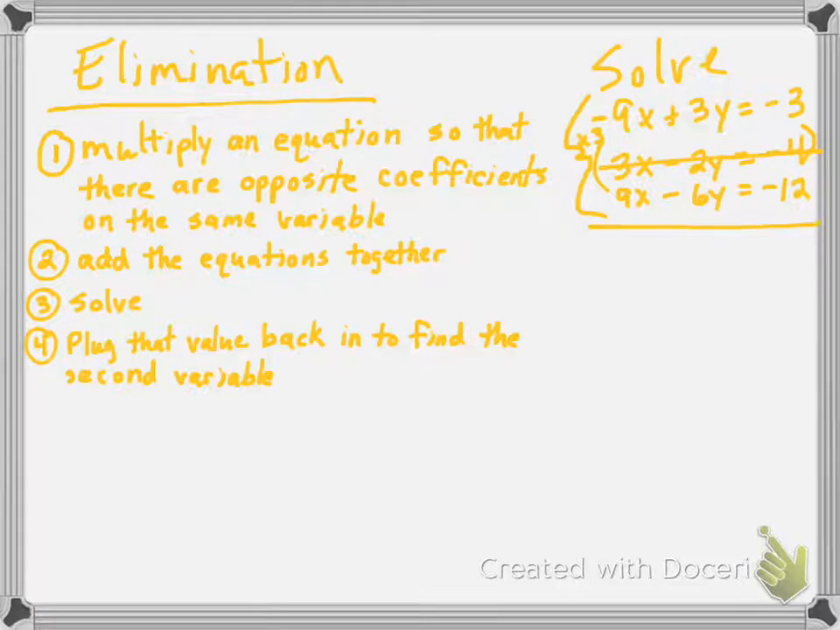So negative 9x and 9x, that just cancels out. 3y minus 6y gives me negative 3y, and negative 3 plus negative 12 gives me negative 15. So now I've got a fairly simple equation for step 3, solve. All I have to do is divide by negative 3, and I get that y equals 5. Now for step 4, I need to plug that 5 back in.